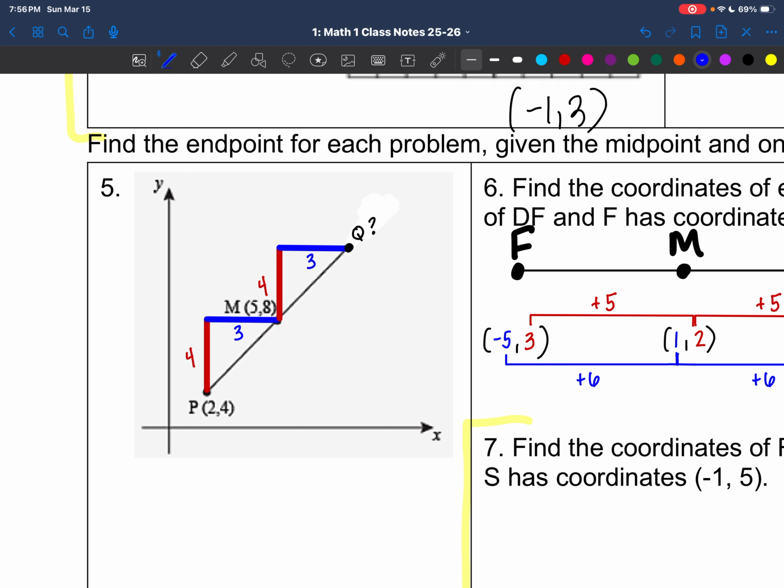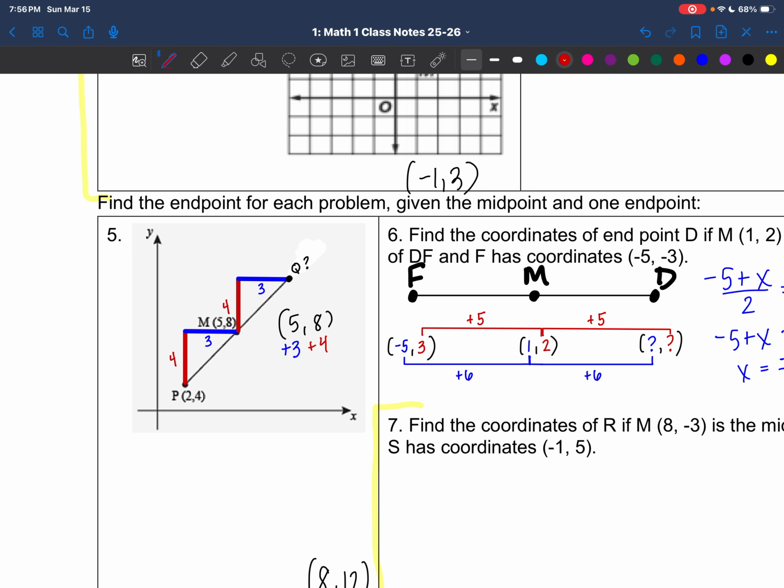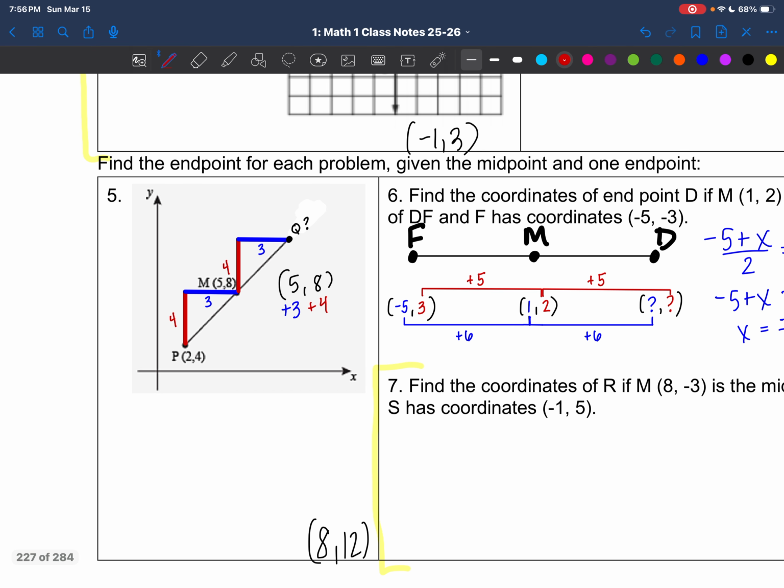So if I go up 4, let me take 5, 8 here. So since I went right 3 and I went up 4, that's going to give you 8, 12. And so that's what Q would be. All right, so all we're doing is just continuing the pattern.